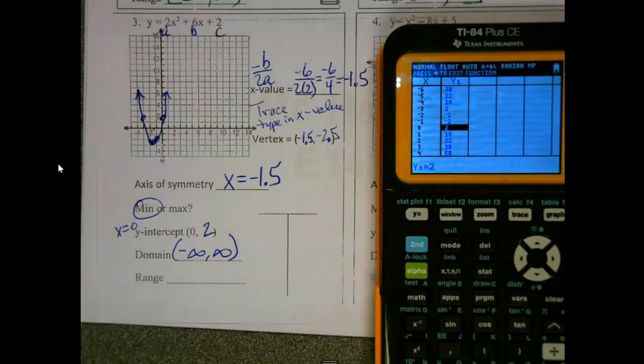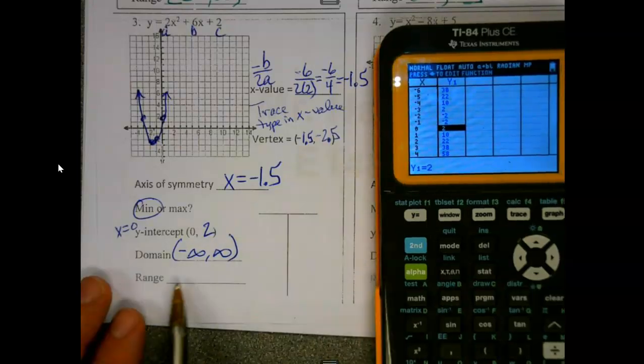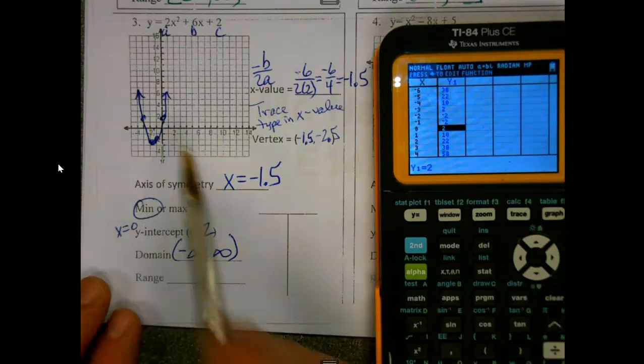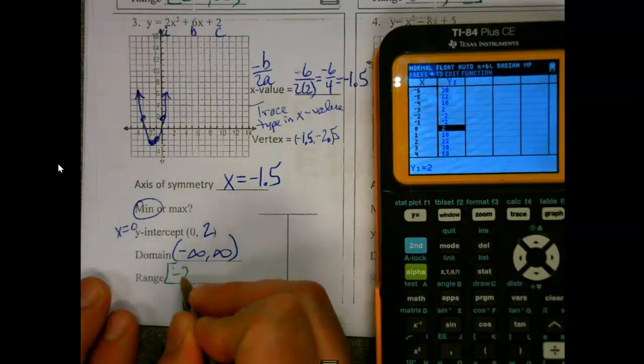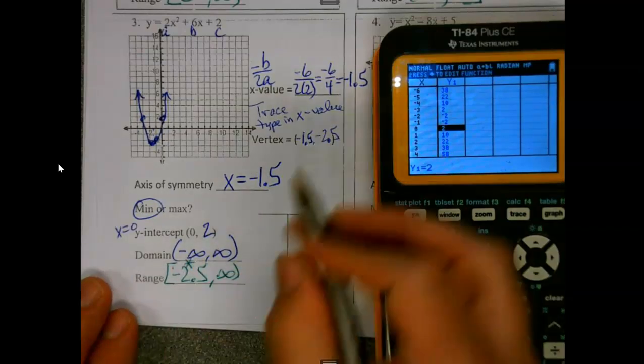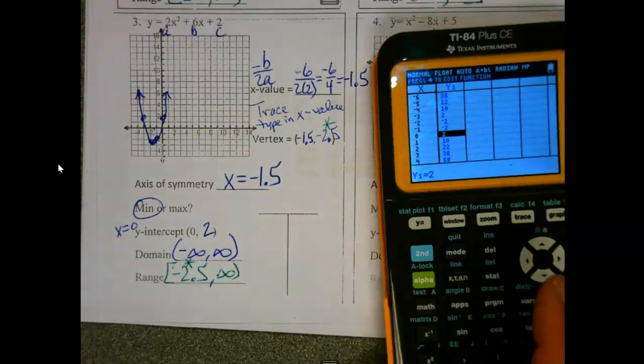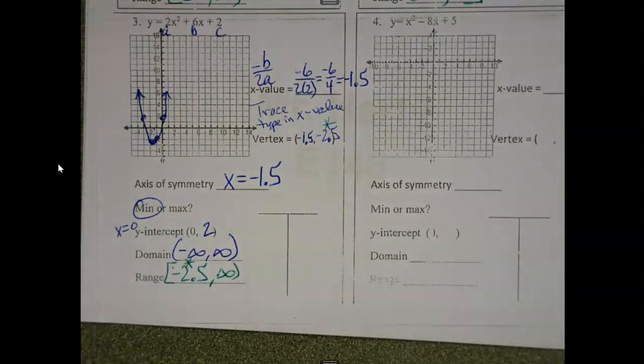Domain's still the free square. And my range is my vertex y value, because that's the bottom here, to the top. These are always related. Wherever your vertex is, that's where your range is going to be beginning or ending.